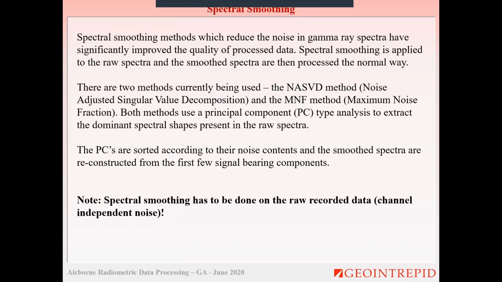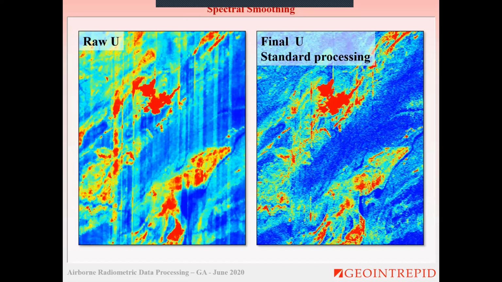As I said, spectral smoothing has to be done on the raw recorded data. So it's basically the first step of our processing chain. It works. Here's an example, this is a survey from the mid-90s. On the left side, you see the raw uranium. On the right side, you see the final uranium channel after standard processing, as it was in the mid-90s.